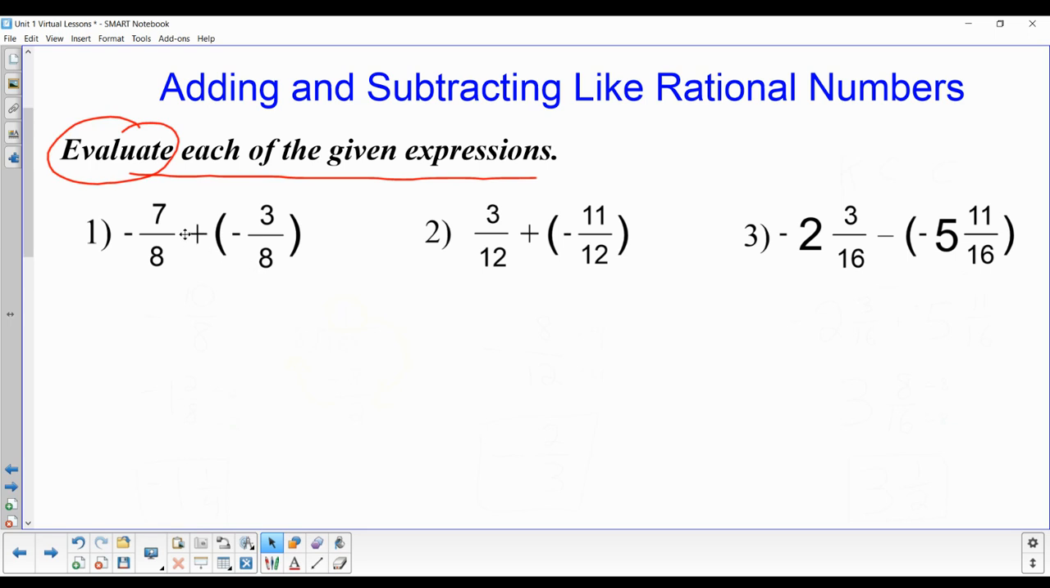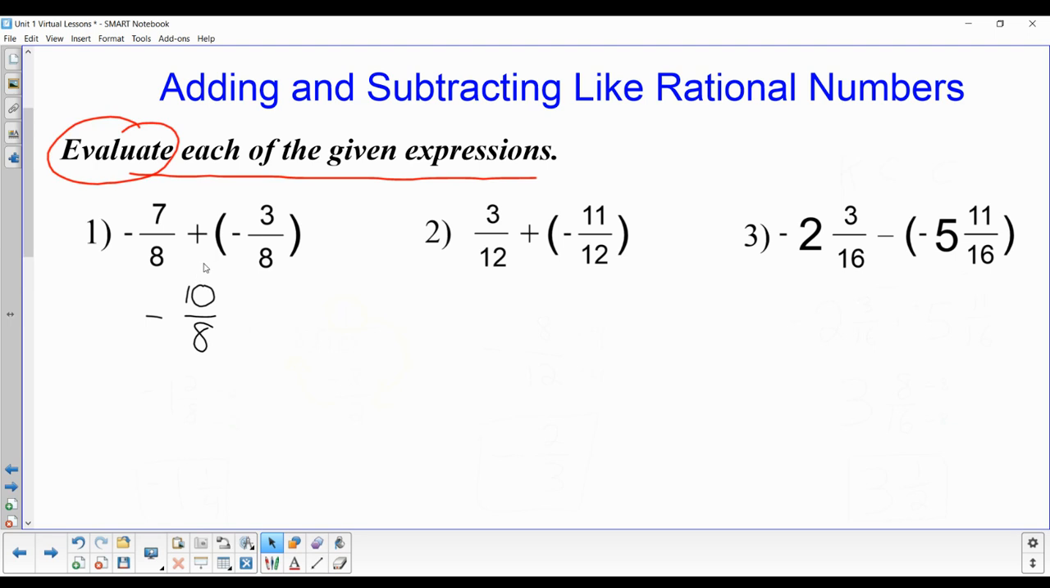The reason being, for our numerators, we have a negative 7 and a negative 3. When the signs are the same, if you think of tiles, if you have 7 negative tiles and then 3 more negative tiles, that gives you 10 negative tiles total. And then your denominator stays the same. So you wind up with a negative 10/8.